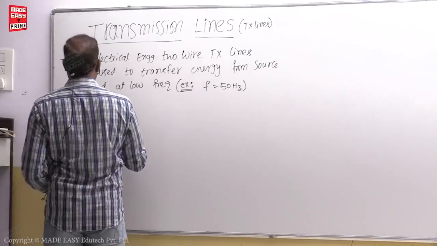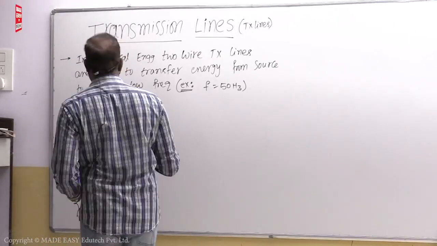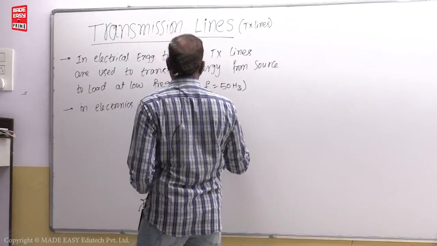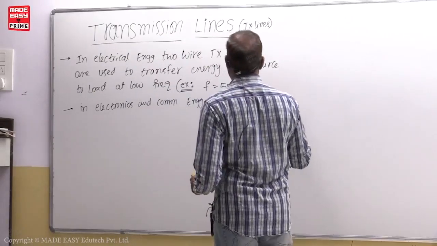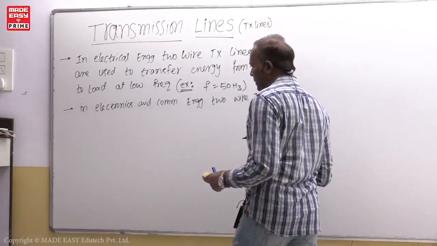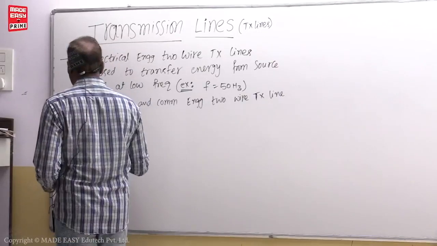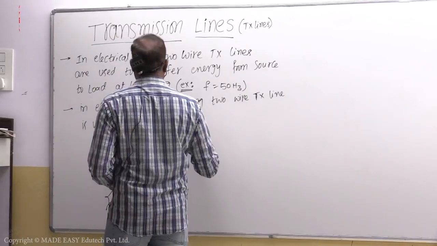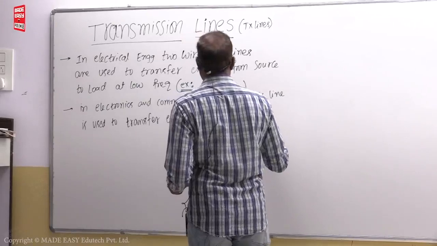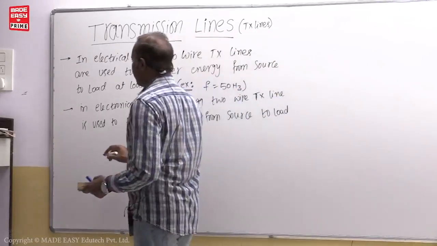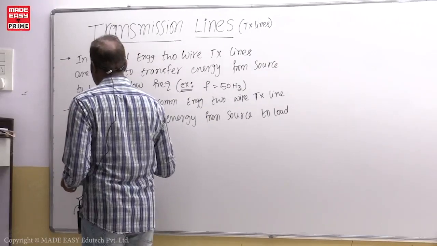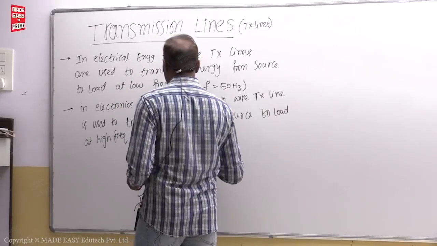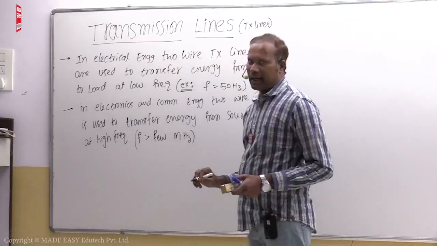In electronics and communication engineering, two-wire transmission line, or otherwise transmission lines, is used to transfer energy from source to load at high frequency, that means frequency is greater than few megahertz. For example, radio mirchi signal 98.3 megahertz, like that.